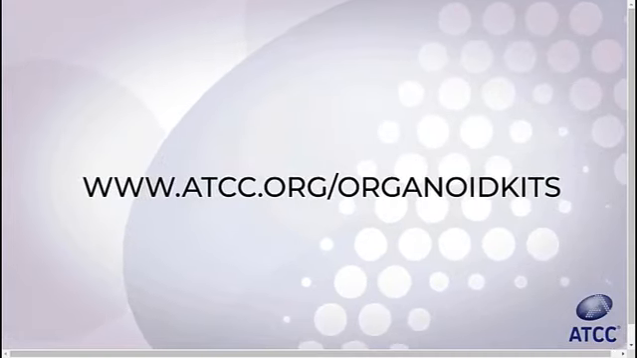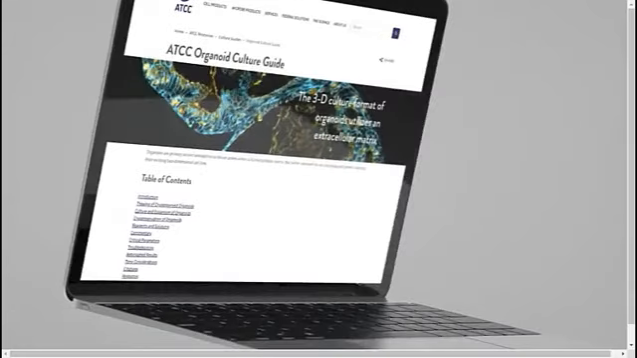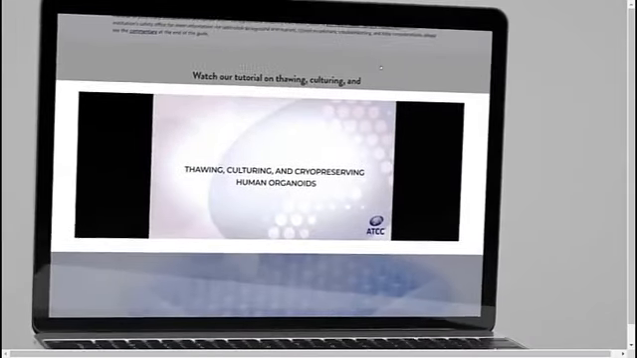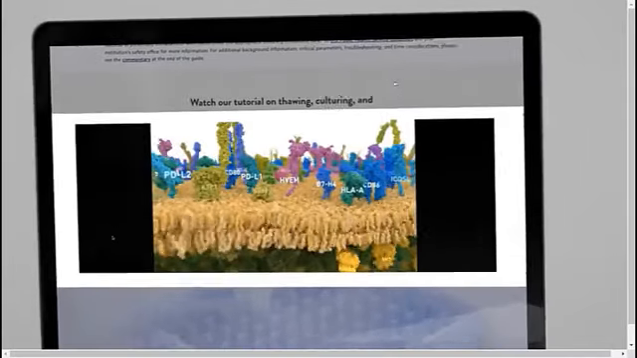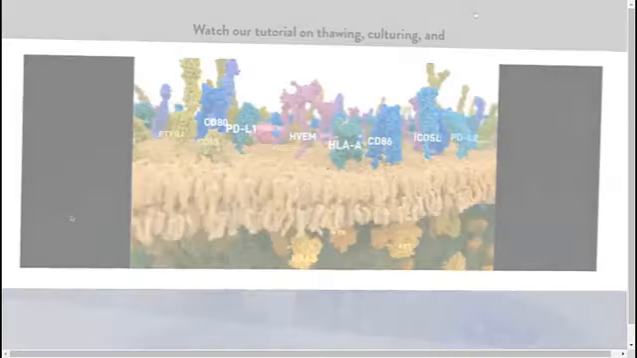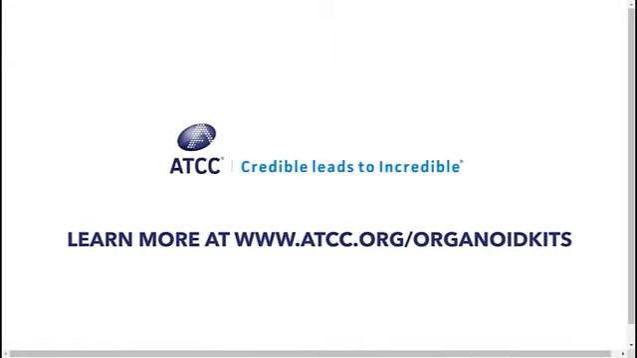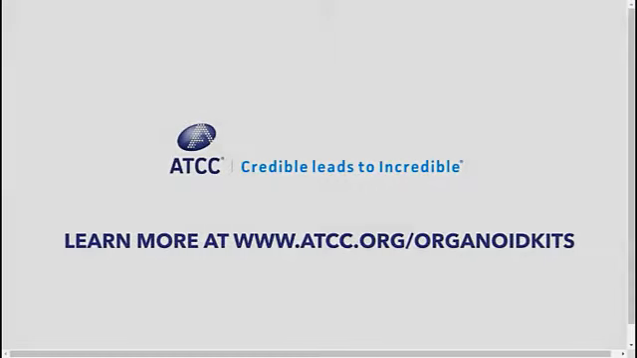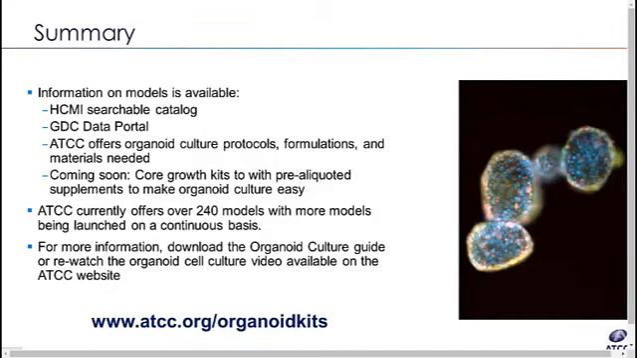For other information on working with organoids, check out the ATCC website for our Organoid Culture Guide, media formulations, and a video protocol that guides you through the critical steps to successfully culture primary tissue-derived organoids in your laboratory. This concludes our presentation on HCMI organoid models and culture. To recap, support for these exists in the way of information support on clinical and genomic data via NCI's HCMI searchable catalog and the GDC data portal, all protocols and organoid culture media formulations, growth kits to make organoid culture easier.